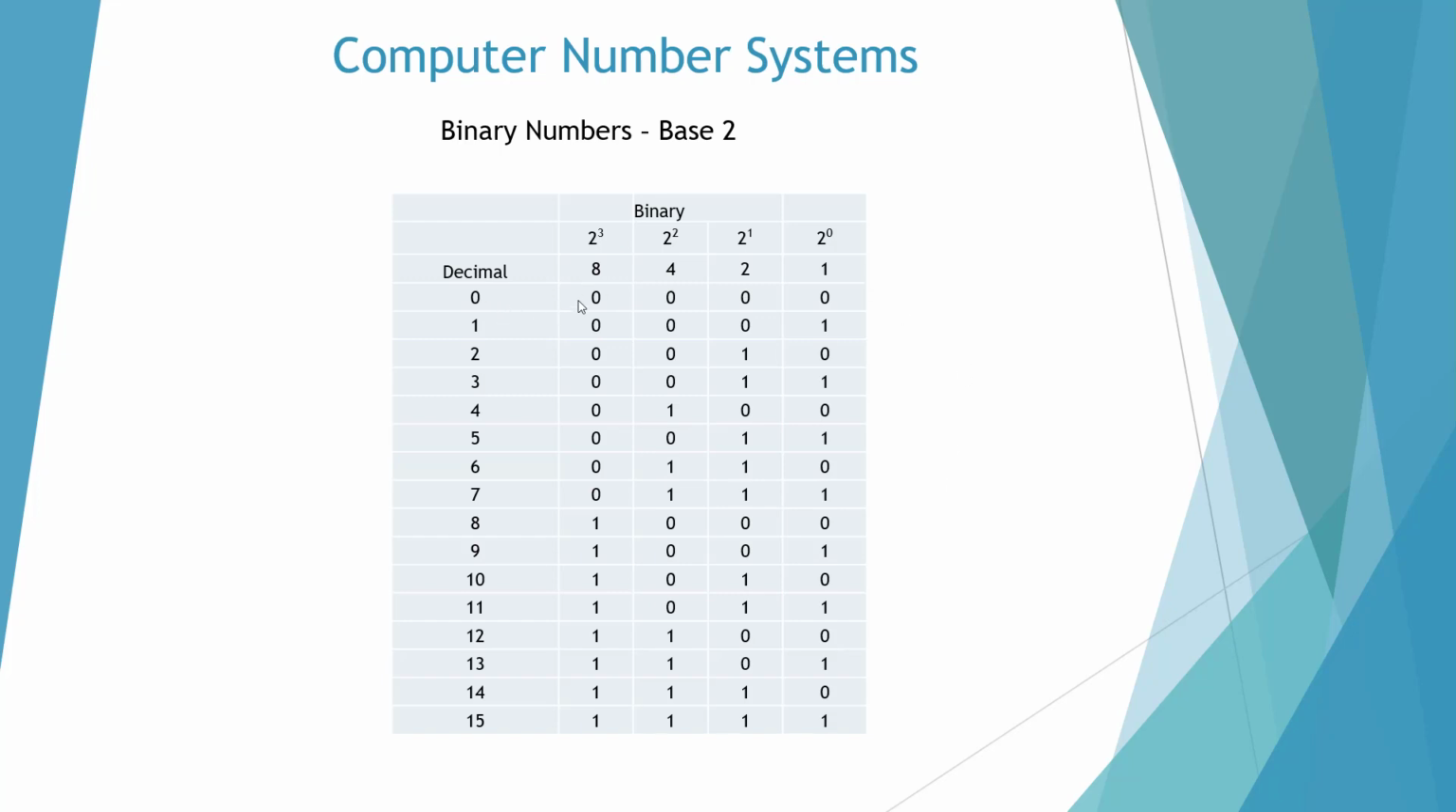So if we start at 0, everything's 0. We have 1 times 1, which is going to be 1. 3 would be 1 times 1 plus 1 times 2, which is 3. 4, we have 4 value in this one, so it'll be 4. 6 is going to be 4 plus 2. 9 is going to be 8 plus 1. It's 9. 12 is 8 plus 4. And 15 would be 8 plus 4 plus 2 plus 1.